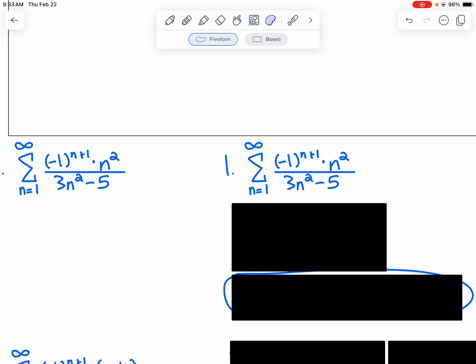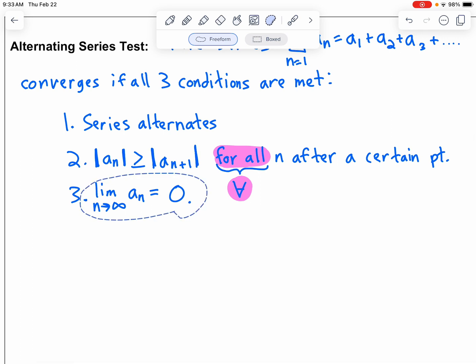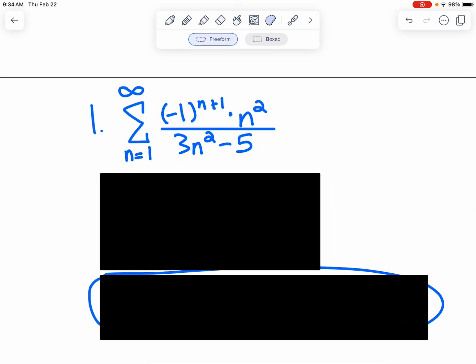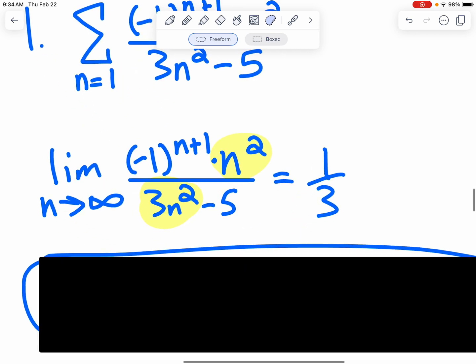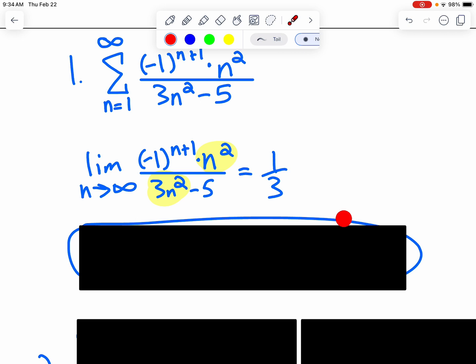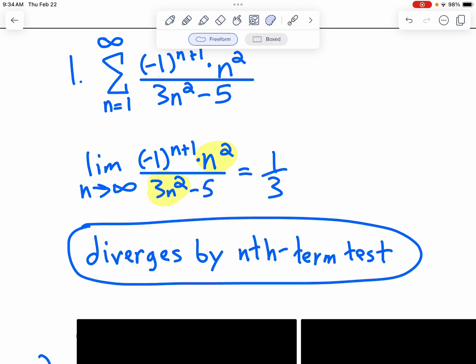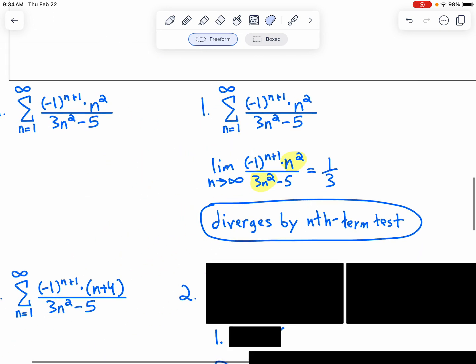One thing that's kind of nice to do here is to start with number 3 sometimes. That can be a quick way to show that something does diverge, because if number 3 is not true, then you know that your series will diverge, because that alone is the nth term test. If I apply that here, I have n squared on the top and 3n squared on the bottom. Remember, n is going to infinity, so minus 5 doesn't really matter here. The nth term test gives me that this is 1/3. So if that specific condition, number 3 from the alternating series test, is not met, that's just the nth term test. That's what you're using to show divergence. So this diverges by the nth term test. All right, let's try to do the same thing for number 2 here.